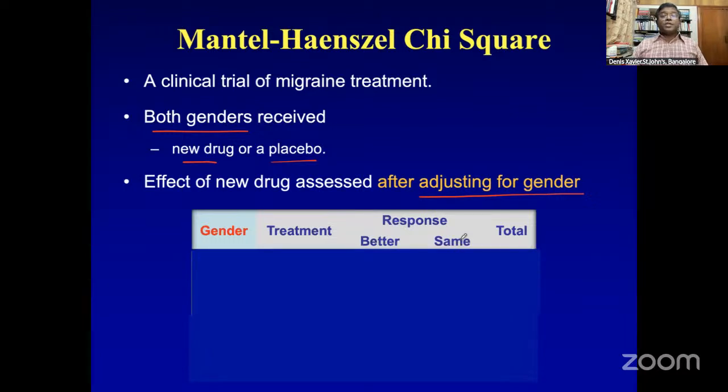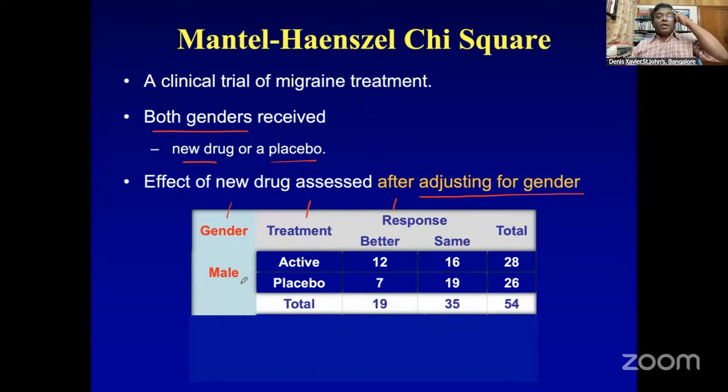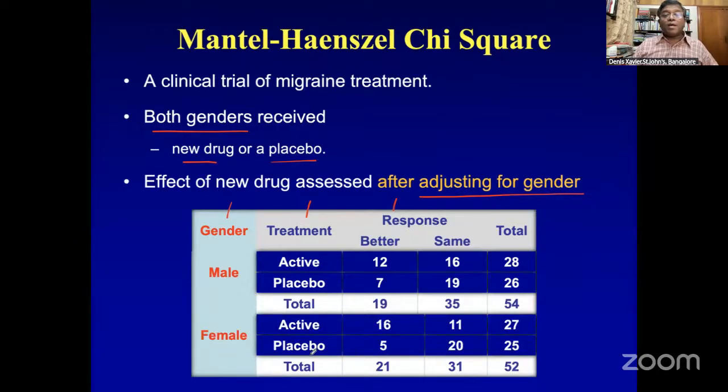So look at the scenario now. We have treatment, response is better or same, and then we have gender here as well. So males: active, placebo, better, same. And we have females here. Now, can one of you tell us what is the total sample size in this trial?